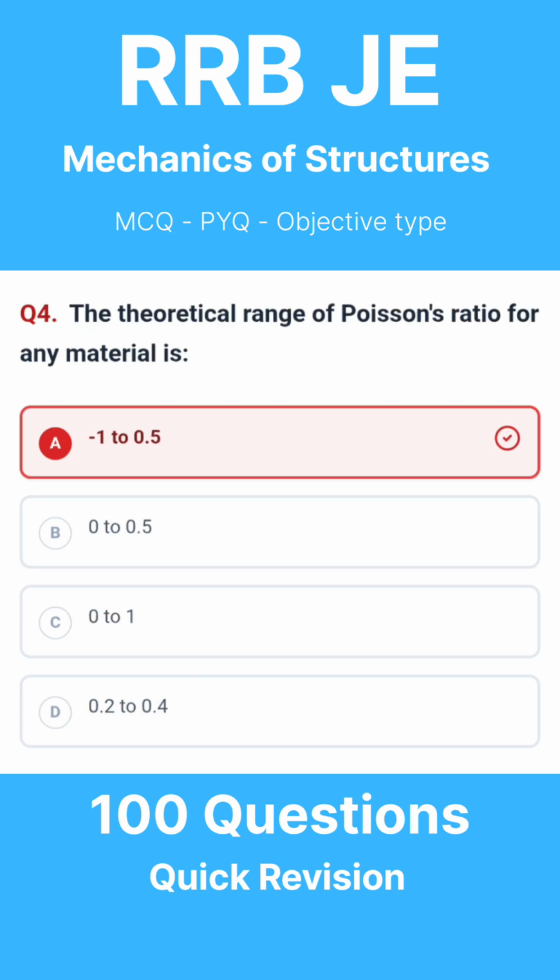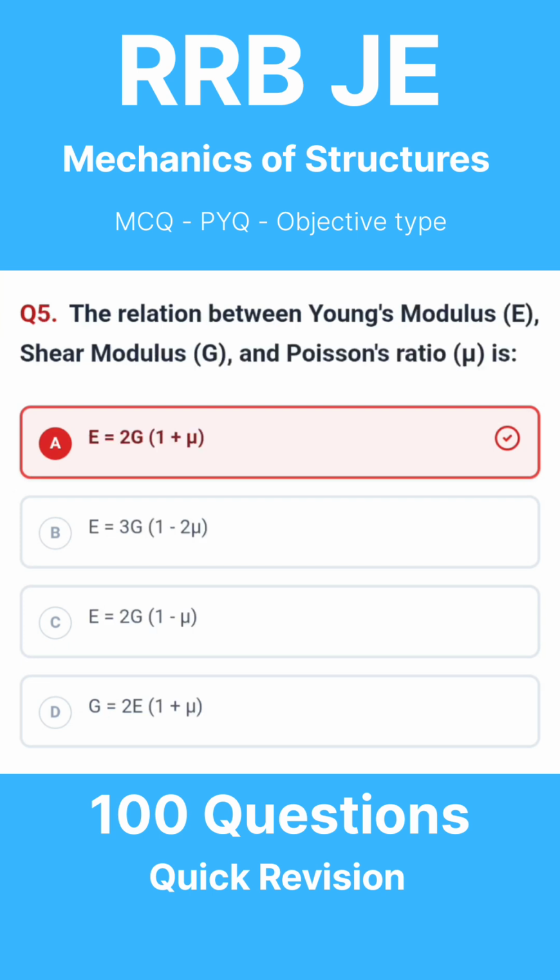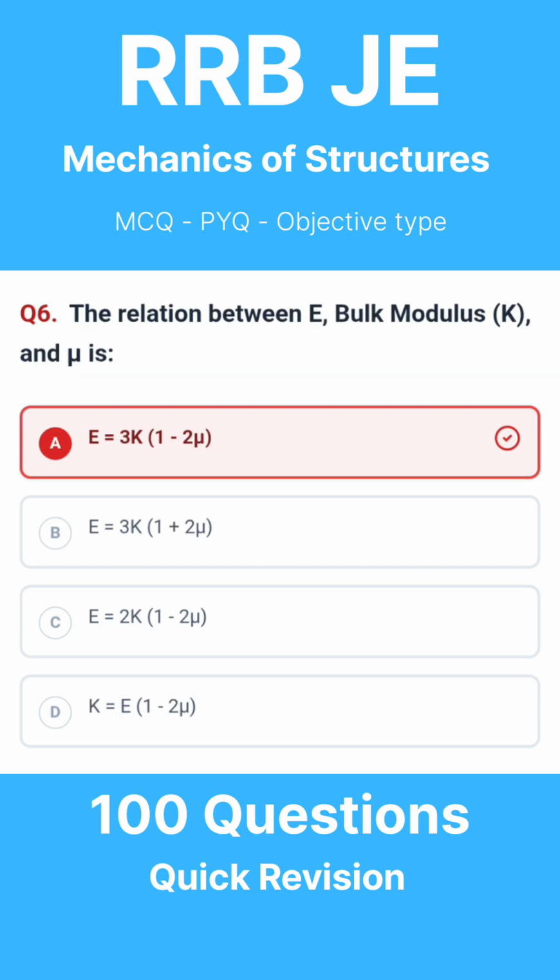Question 4. The theoretical range of Poisson's ratio for any material is. The correct answer is -1 to 0.5. Question 5. The relation between Young's modulus E, shear modulus G, and Poisson's ratio mu is. The correct answer is E equals 2G(1 plus mu). Question 6. The relation between E, bulk modulus K, and mu is. The correct answer is E equals 3K(1 minus 2 mu).